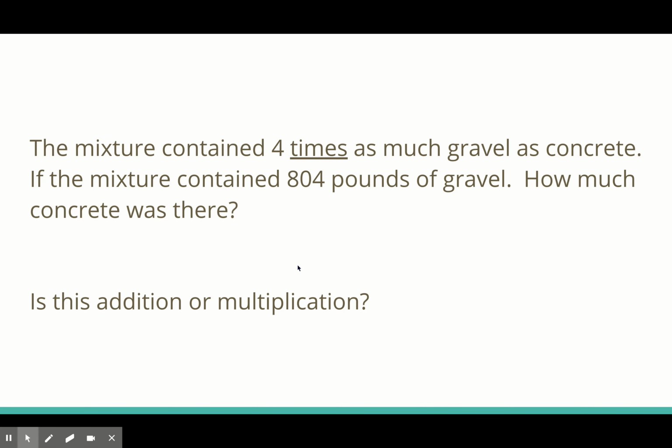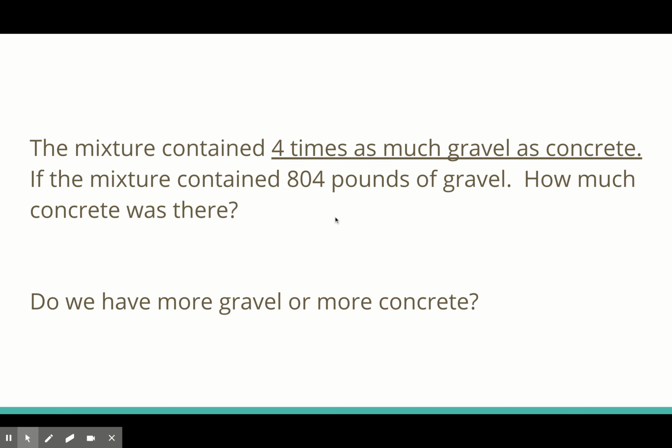It is a multiplication question, and you know this because you can see right here we have the word times. So once you have that word times, you know it's going to be a multiplication question. Next up, what is our times number? That's right, our times number is 4, because it's 4 times as much gravel as concrete.